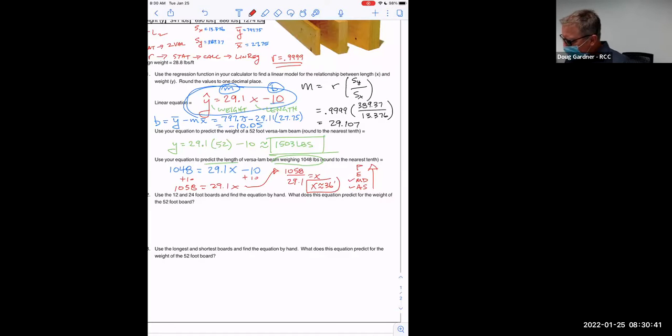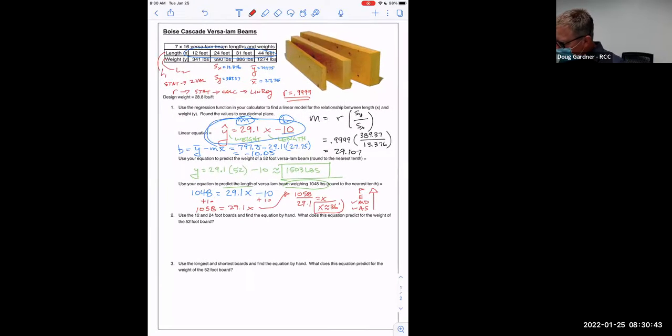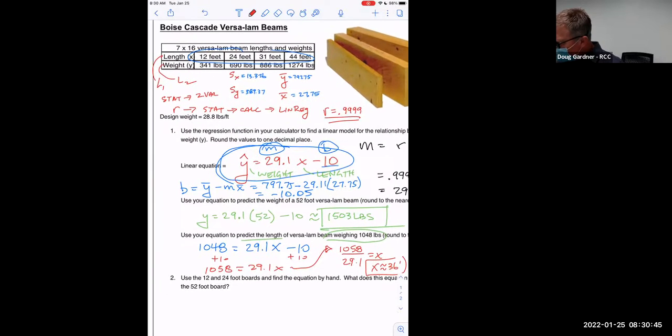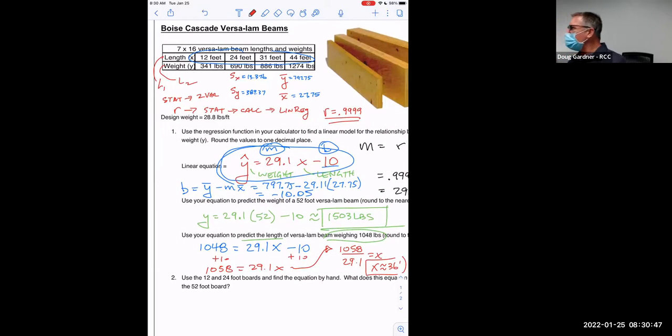So I'm interested that you see the concept here, that this person only had to gather 4 pieces of data. And because there's a very well-defined relationship between those two, because the R value said, yeah, it's perfect, this is a really good match, we now own the relationship between weight and length. And so now we can use it to predict things that we didn't know. And that's what's so cool.